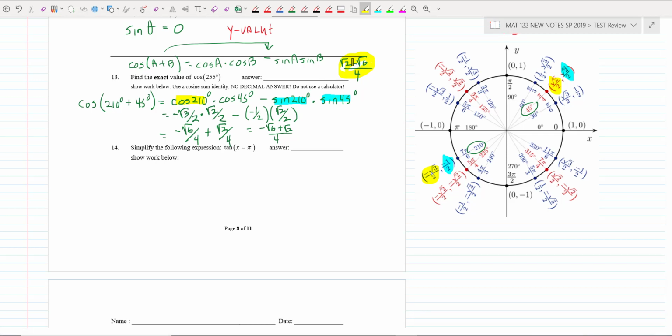But again, the key thing is the unit circle. I don't give you a unit circle. You have to construct that. And I don't grade your unit circle. You just have to construct that at the beginning of your test if you want to, okay?